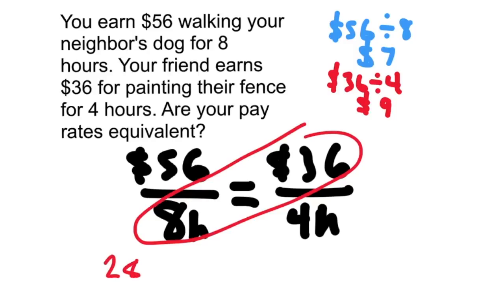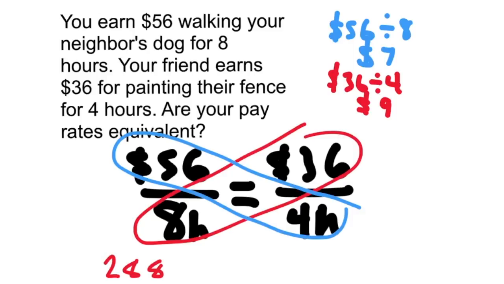8 times 36 is 288. 56 times 4 is 224. So we can see that these two diagonal products are not equal. The pay is not equal.